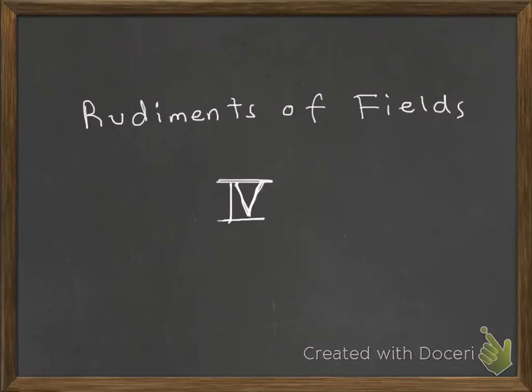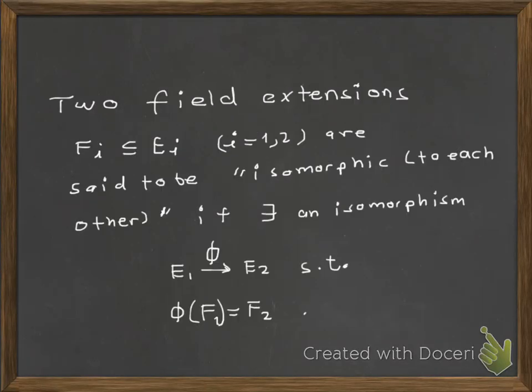Welcome to the fourth video of our series Rudimental Fields. Today we will continue to pave the road to the discussion of Galois theory. And our first item is to define the isomorphy of two extensions.